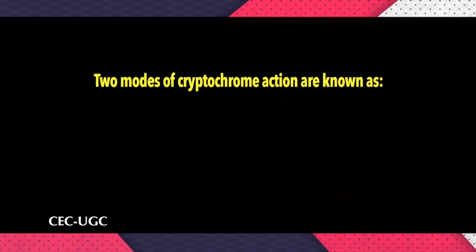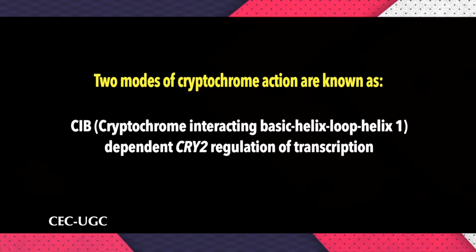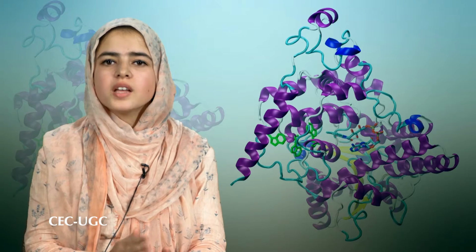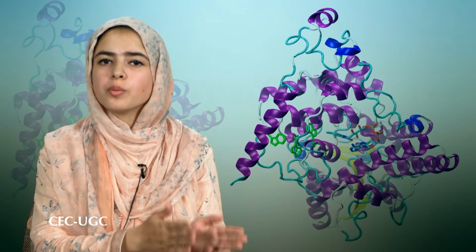One of these includes cryptochrome interacting basic-helix-loop-helix 1 dependent CRY2 regulation of transcription. The second one is suppressor of PHYA constitutively photomorphogenic dependent cryptochrome regulation of proteolysis. These mechanisms depend on blue light dependent interactions between cryptochrome and its downstream signaling proteins. This leads to modulation of gene expression and ultimately altered developmental programs in plants.